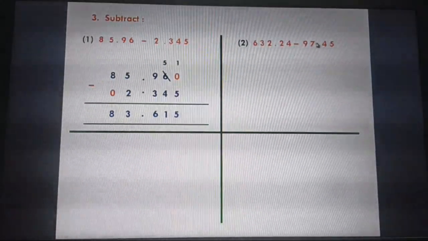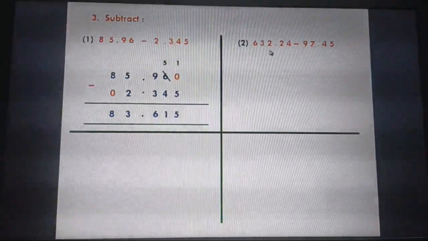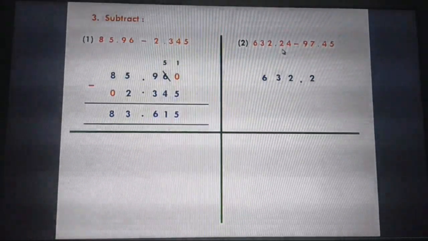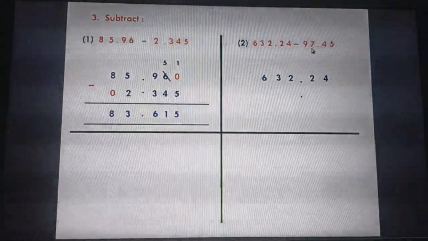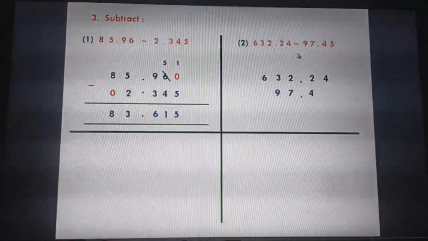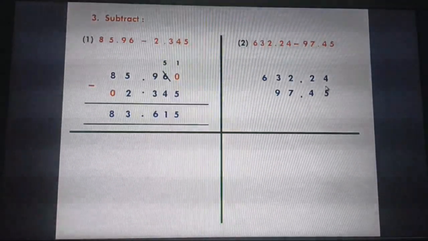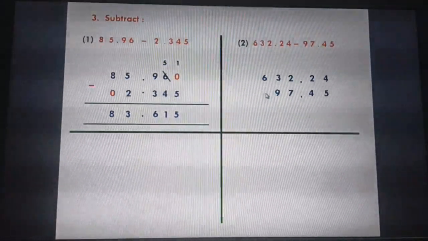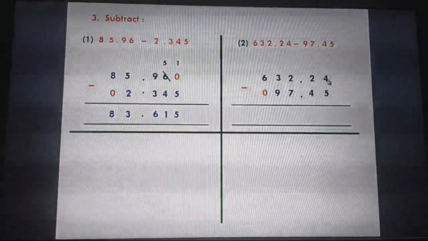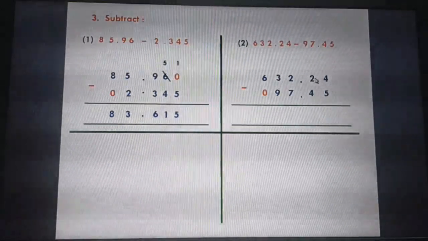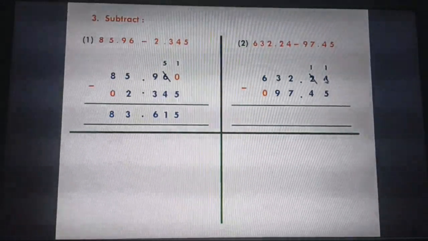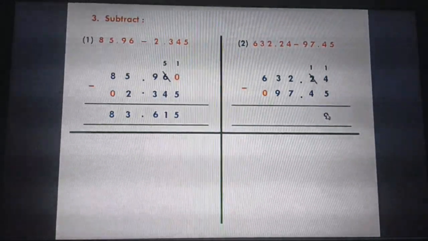632.24 minus 97.45. So what I will do? First I will write this number as it is, 632.24. Then decimal will come below of the other decimal. Then 7 and 9. Now towards its right 4 and 5. Now see here we don't have any number. Then I will put 0. Correct? Now we will do the minus. 4 minus 5 is not possible. Then I will borrow from here. Then this will become 1 and this will become 14. 14 minus 5 equal to 9.